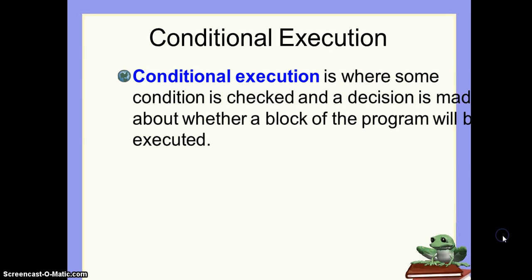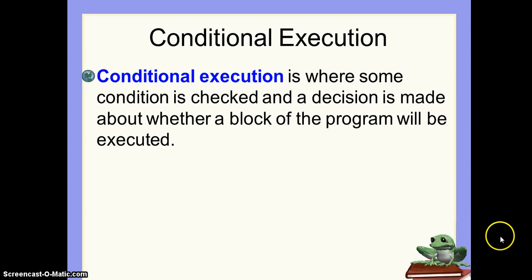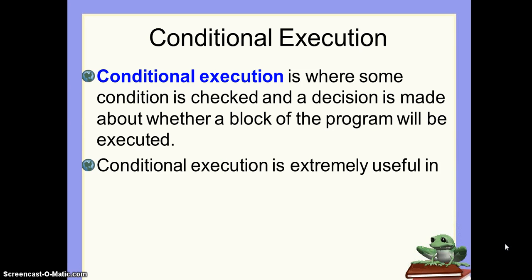So conditional execution means you check a condition and there's a decision. And the decision is about whether or not something is going to happen, whether or not a block of code is going to be executed. So think about where you might want to do this. What I'm really talking about is the if-then statement. So what kind of questions could you ask with if-then, and what would you have happen in if-then?